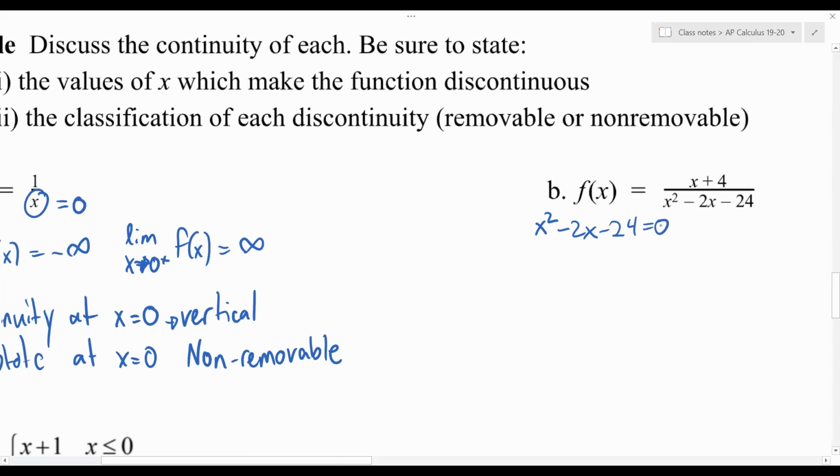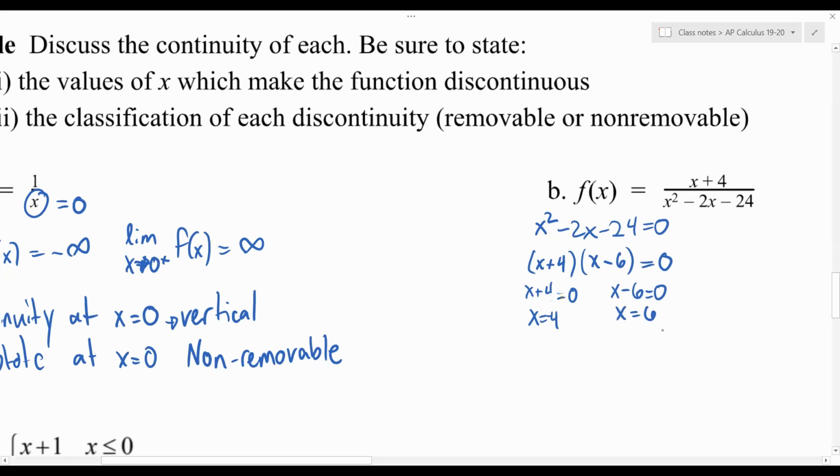How can we solve this? Well, we can factor. A good hint is that whatever is on the other side, in the numerator or denominator, is often going to be one of your factors, but always test it out. So we have x plus 4 and x minus 6 equals 0. 4 times negative 6 is negative 24, and 4 plus negative 6 is negative 2. So now we can set each factor equal to 0, and we get x equals negative 4 and x equals 6.